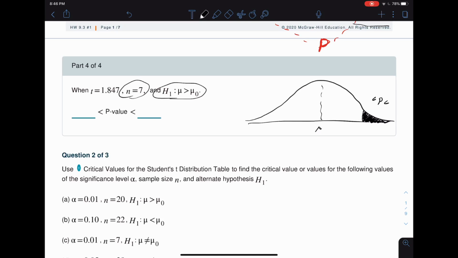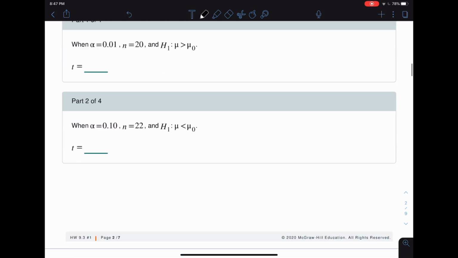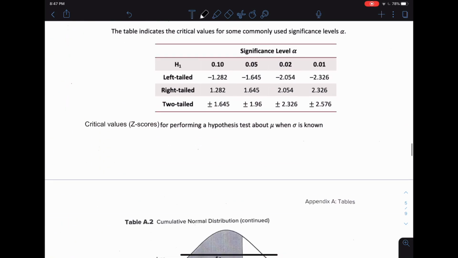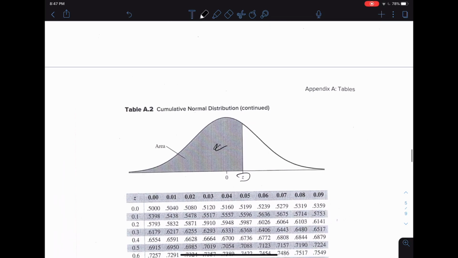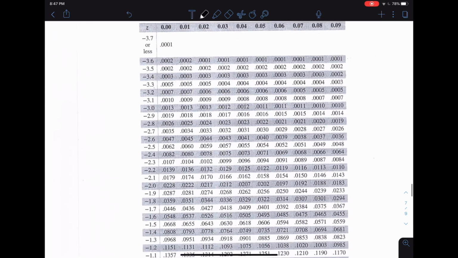The important piece is our degrees of freedom is going to be 6. Our t-value is right here, and it is 1.847. That's the t-value we need to look up. Degree of freedom is 6, right? Yes.